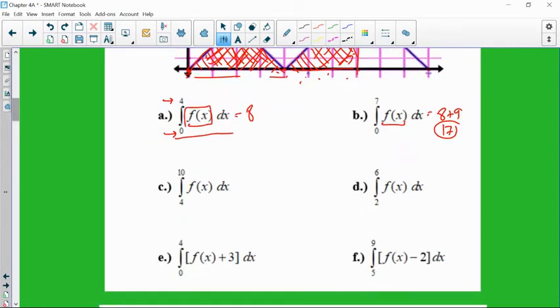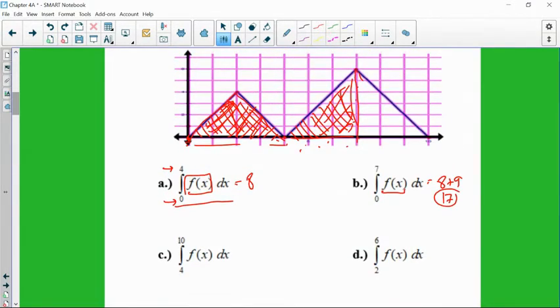Oops, sorry. So from 4 to 10, so then I'm looking from 4 to 10 here. So let me erase this. So from 4 to 10 is this triangle here. So that's a base of 6, a height of 6. 6 times 6 is 36. Half of 36 is 18.